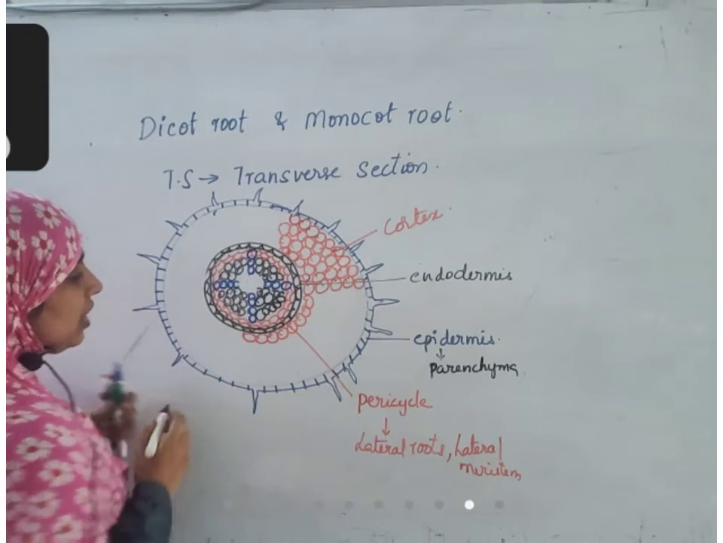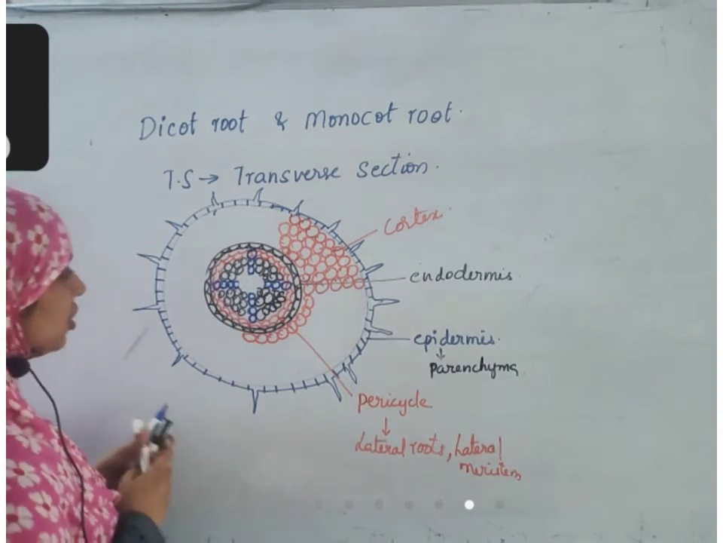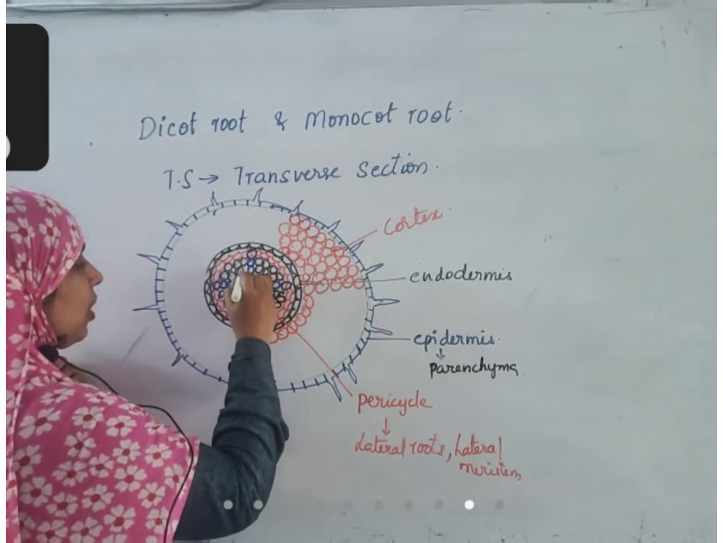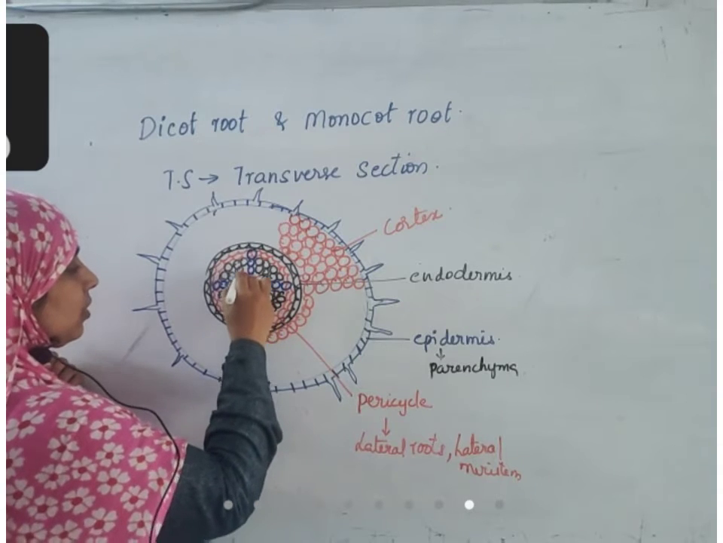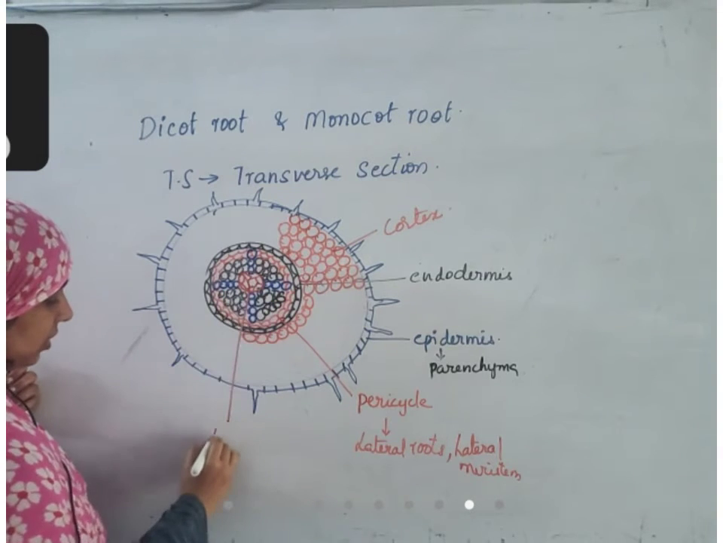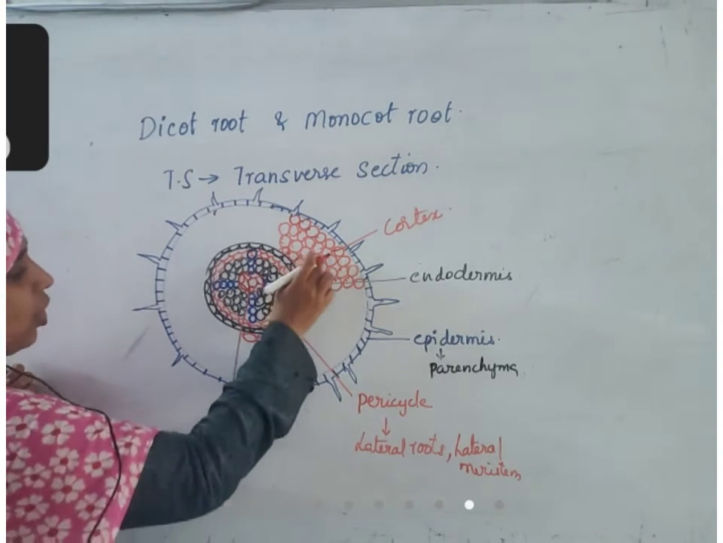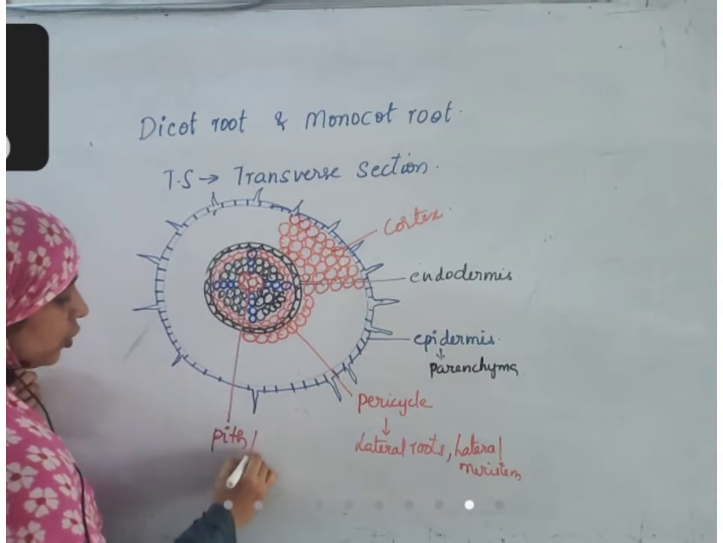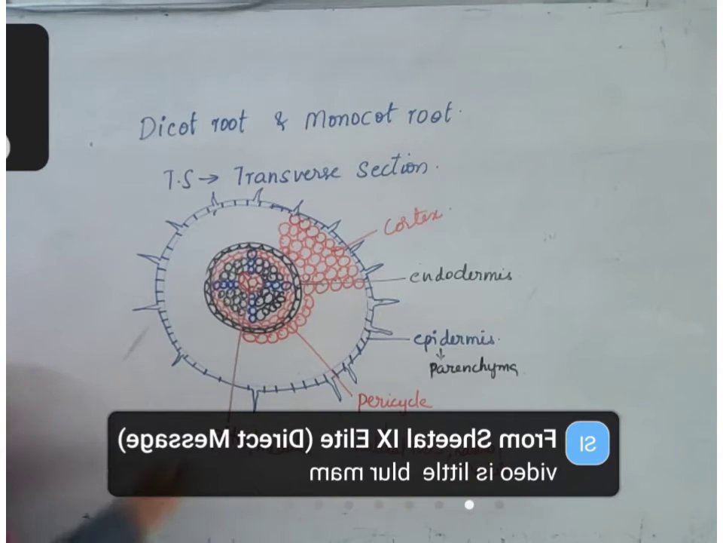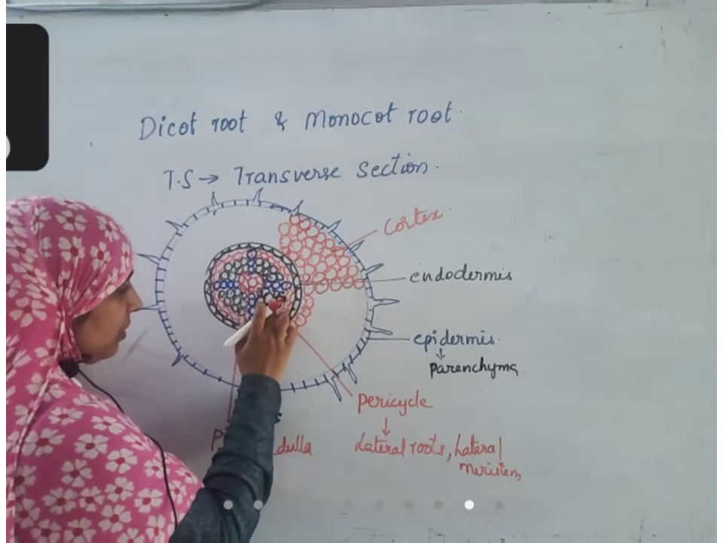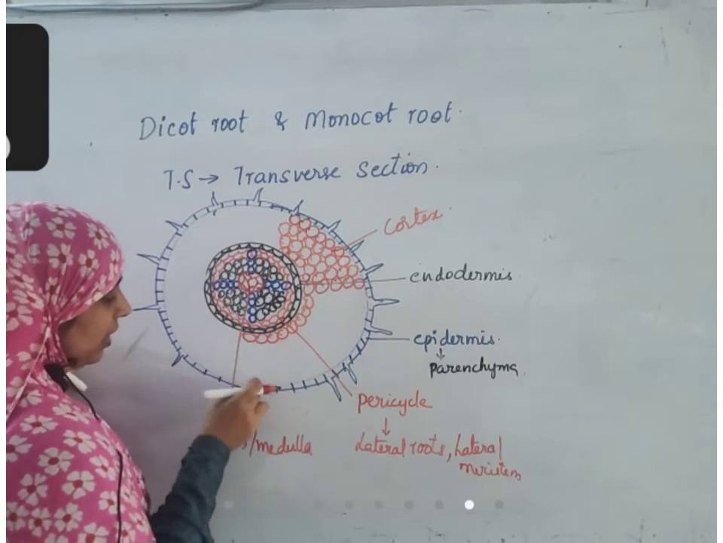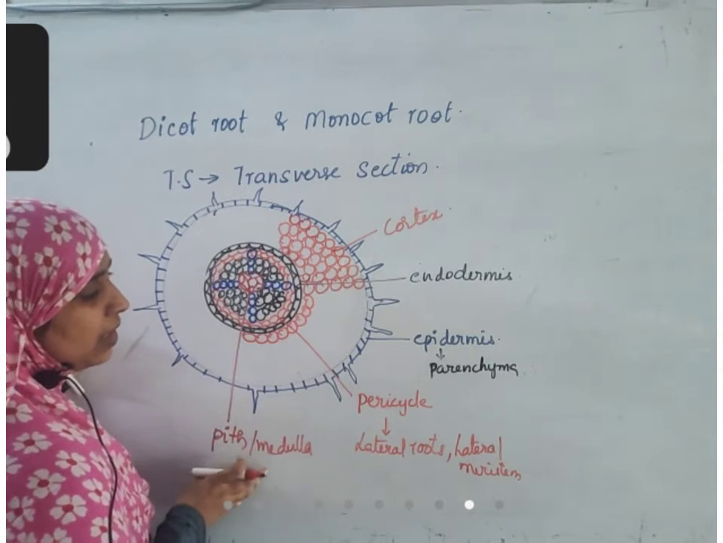In between here again parenchyma tissue is present, which is a part of the ground tissue system. So this is pith. Pith is also called medulla. So cortex, pericycle and pith are the ground tissue system. This is xylem, this is phloem, this is xylem. They form the vascular bundle. The outermost is the epidermal tissue system.